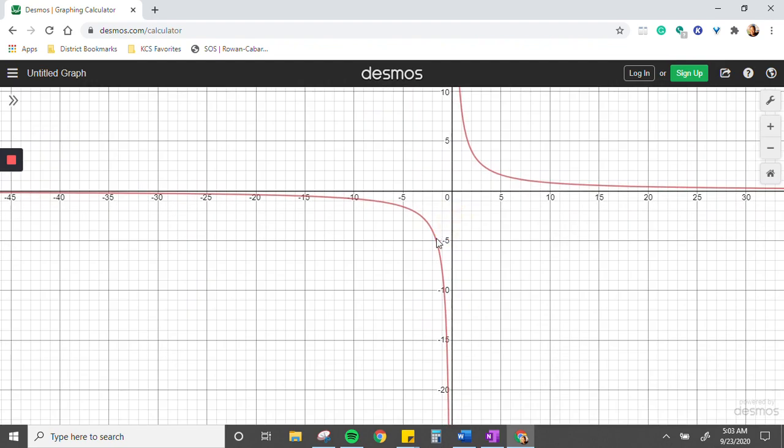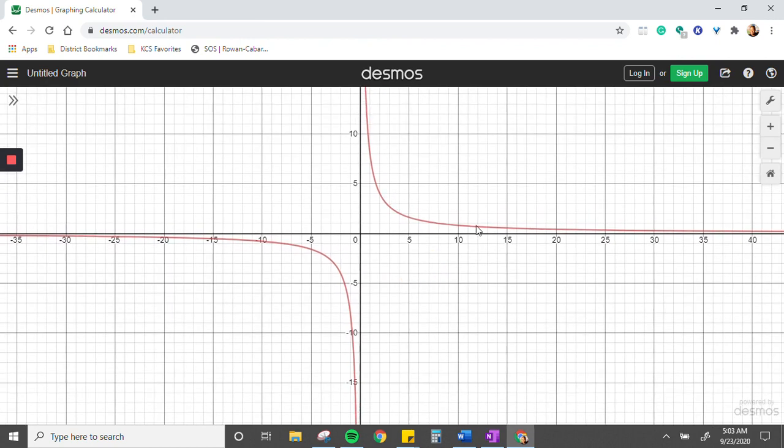And on the bottom part of the graph, it gets closer and closer to the y-axis here, and it gets closer and closer to the x-axis here. This shape has two separate parts that actually don't touch these axes. They don't touch the x-axis or the y-axis.